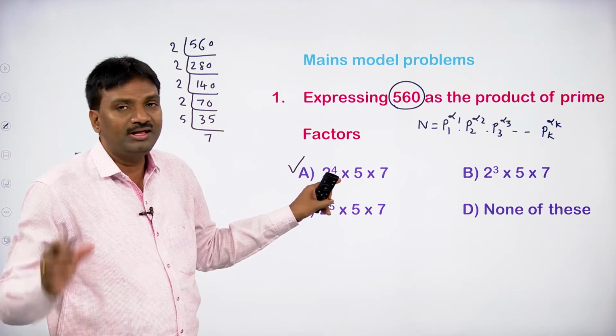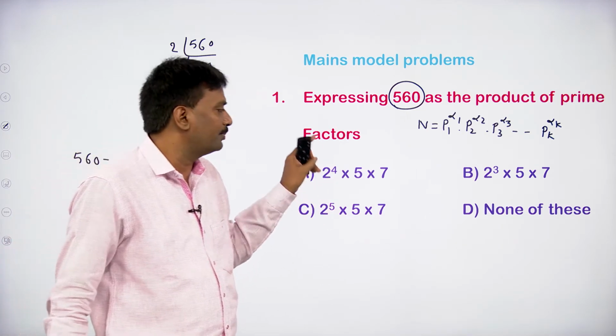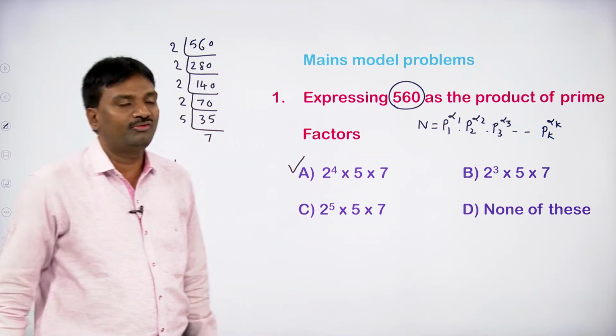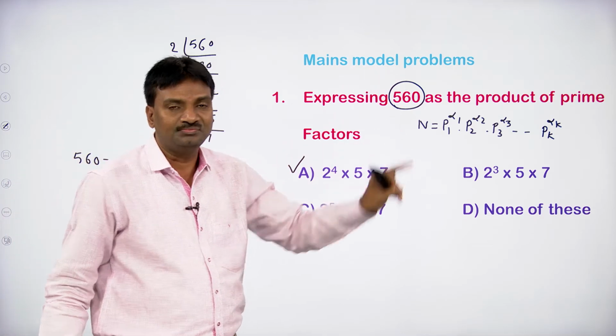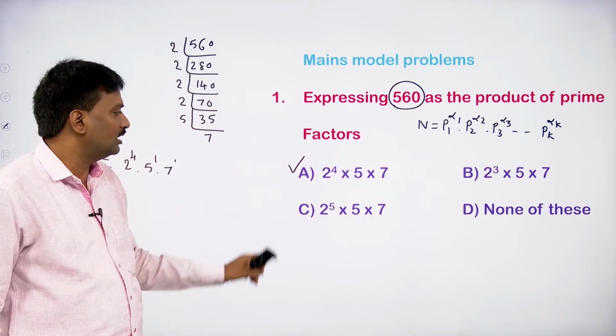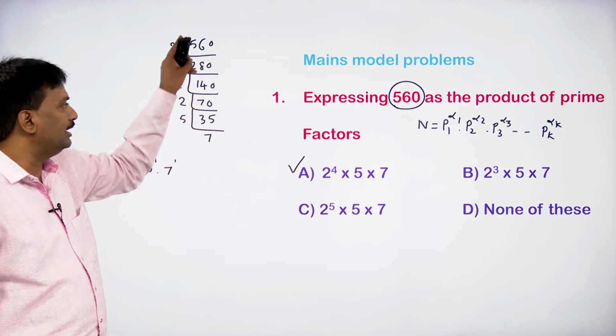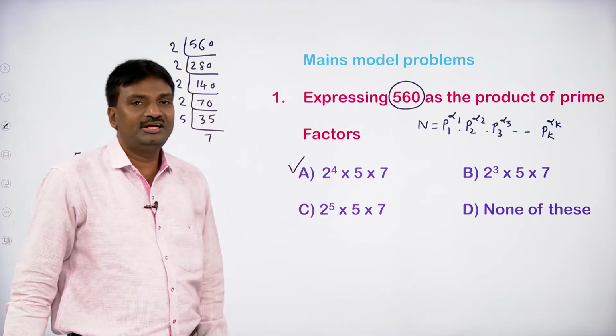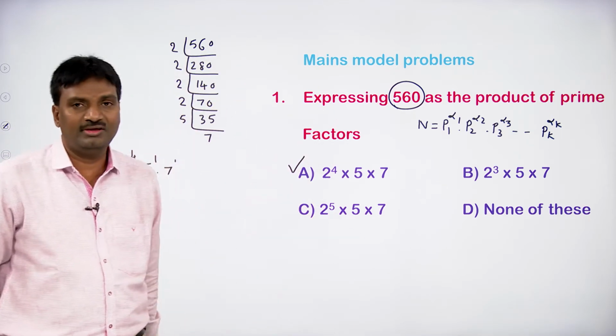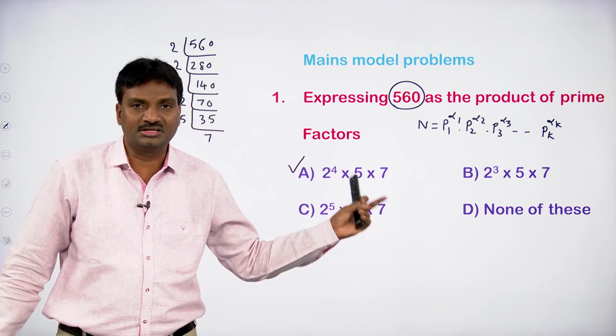So, by simplifying all the options, for option A, 2 power 4 into 5 into 7, we get 560. So by using the options also, we can say option A is the correct option, or by the LCM method, we can say option A is the correct option for the given problem. So take the screenshot of this problem.